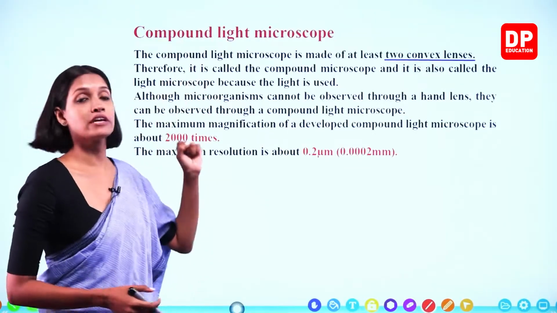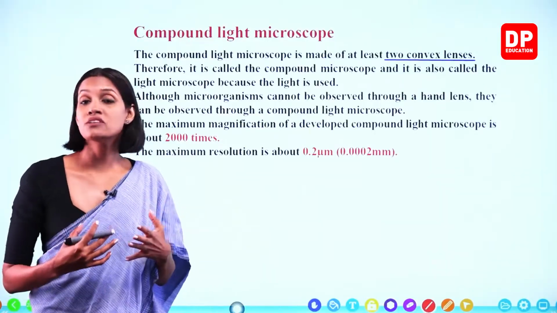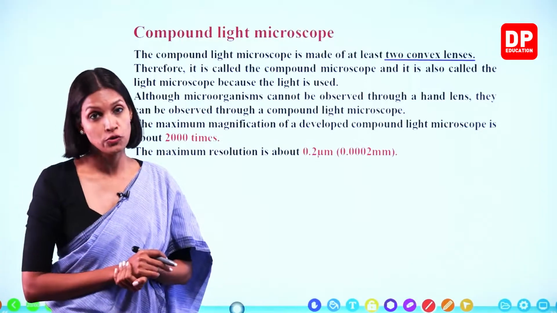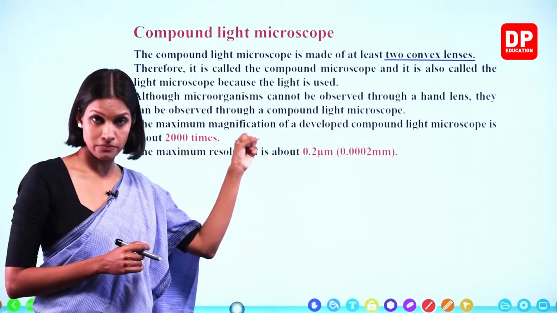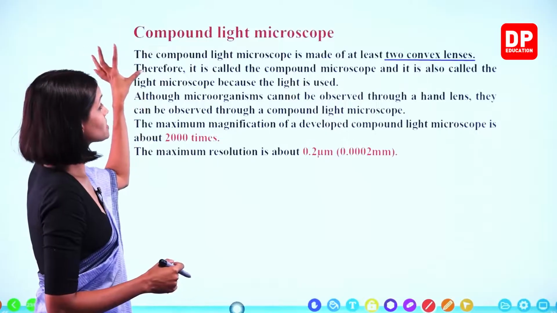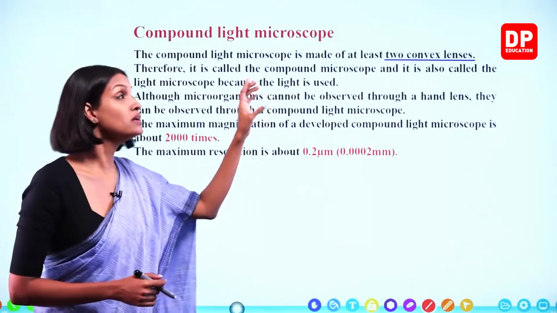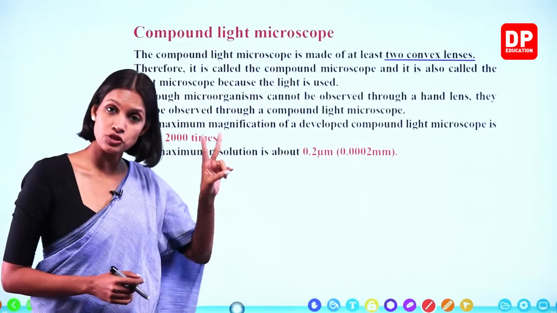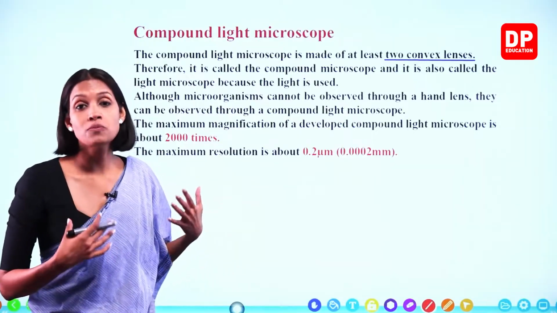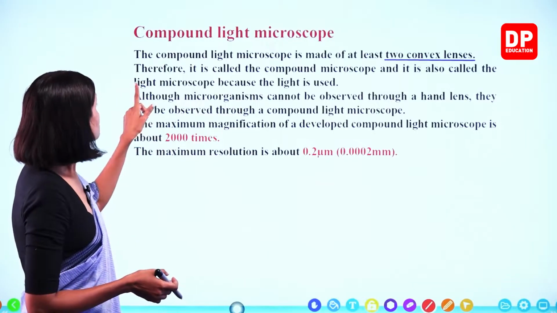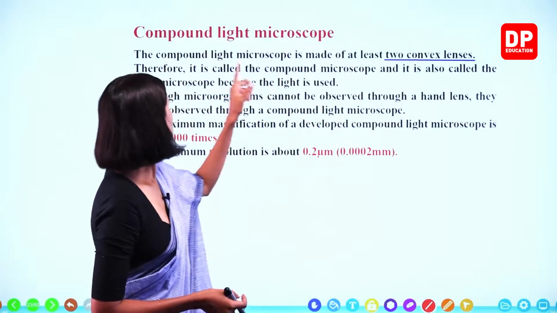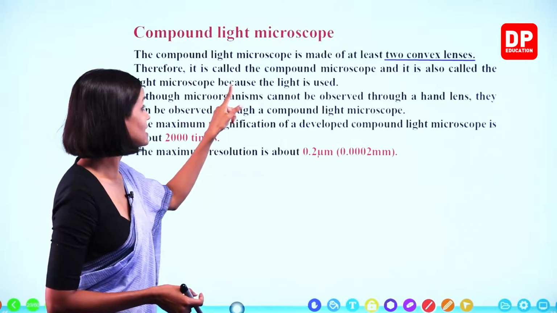Why do we call it a light microscope? Because in order to observe a specimen or an object, we need the help of a light beam. Okay, children, that is why it is known as a light microscope. So we can put those two words together and it becomes compound light microscope. Compound microscope because it has two convex lenses. Light microscope because it needs a beam of light to observe the specimen. Therefore, it is called the compound microscope and it is also called the light microscope because light is used.